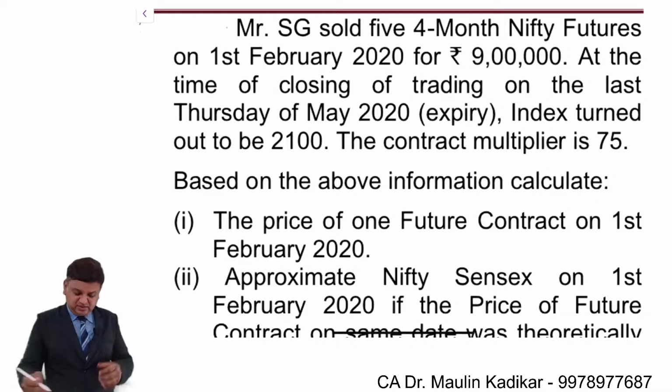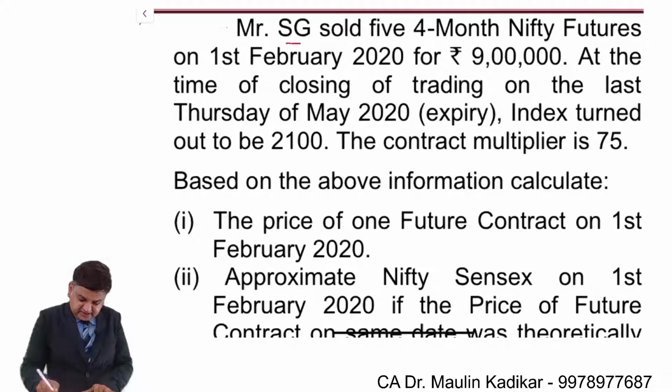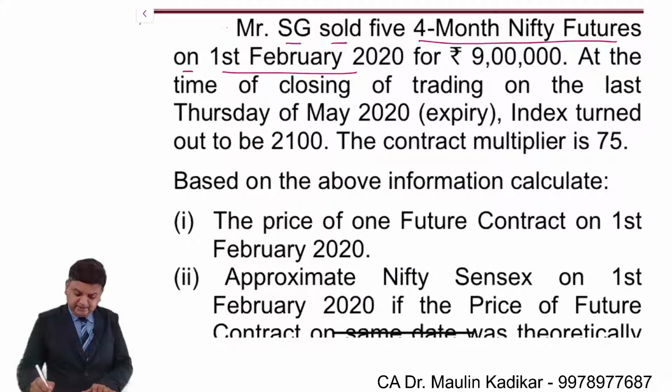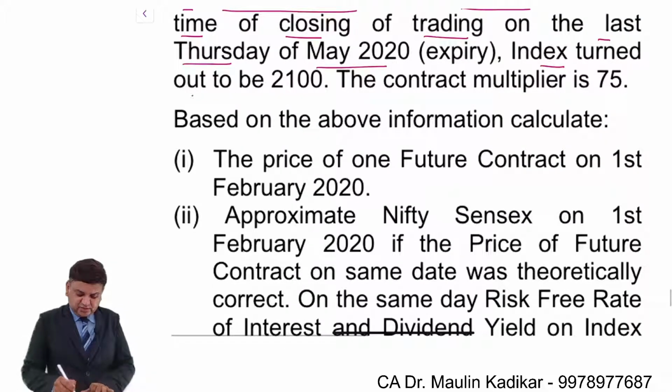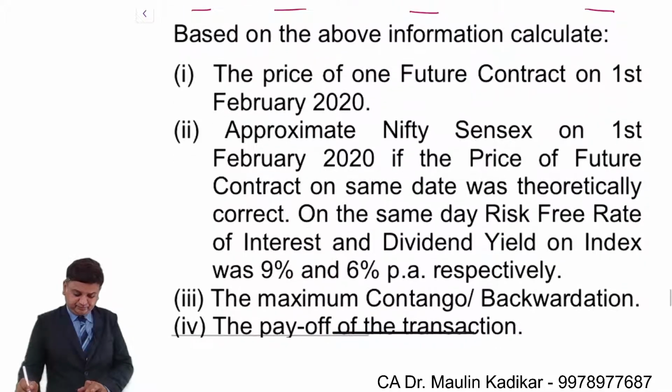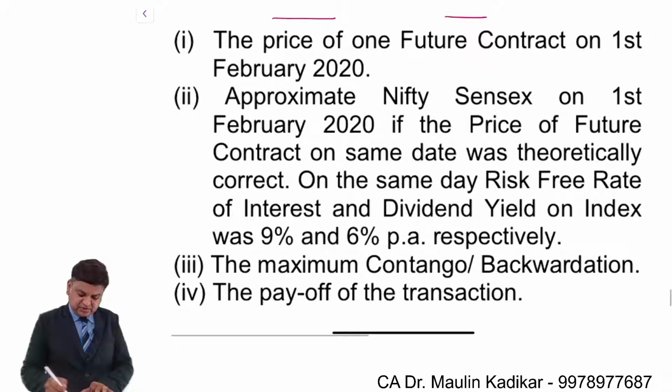Let us see the next question. Mr. SG sold 4-month Nifty Futures on 1st of February 2020 for rupees 9 lakhs. At the time of closing of the trading on last Thursday of May 2020 expiry, index turned out to be 2100. Contract multiplier, that is the lot size, is 75. Based on above information, calculate first question.